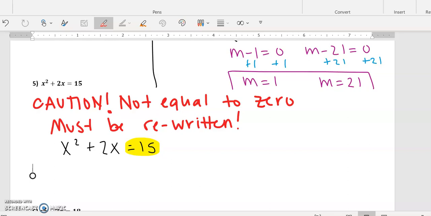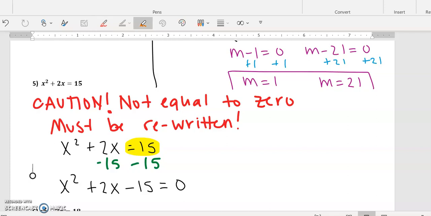So I need to cancel this 15 out. I'm going to subtract it to cancel it on both sides of the equal line. It's going to give me x squared plus 2x minus 15 equals 0. Notice the 15 doesn't actually get subtracted from the 2x. They're not like terms. We just have a -15 over on the left side, and now our equation equals 0, which is what our goal was.